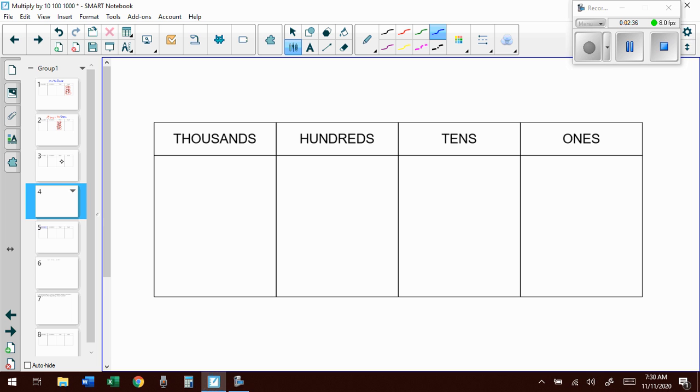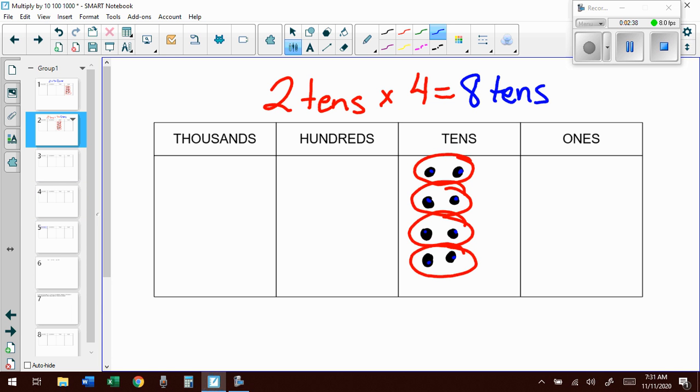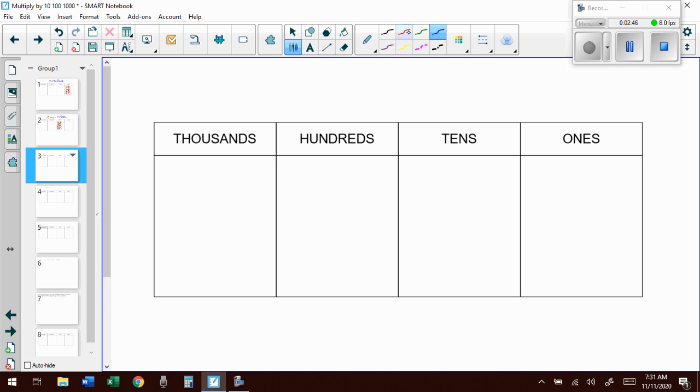Before we go further away from this one, I don't know about you, but I don't run around and say 8 tens or 2 tens. When I see something like this, 2 tens is equal to 20.